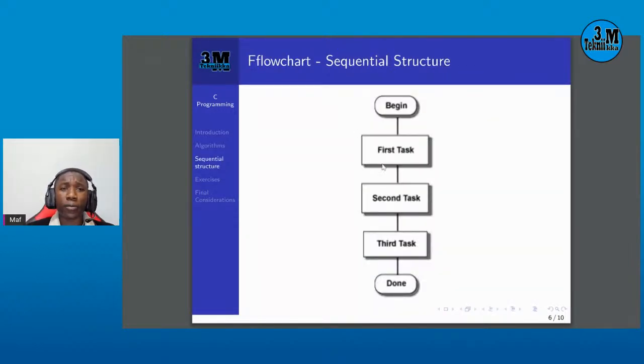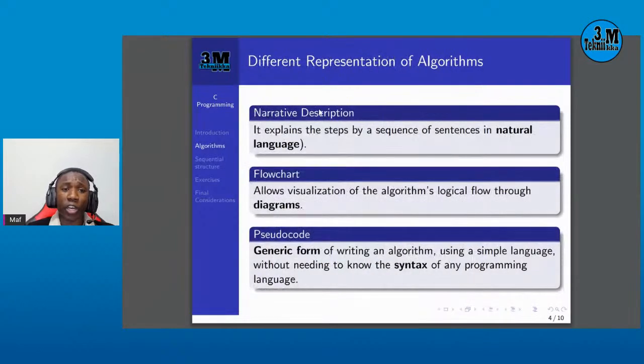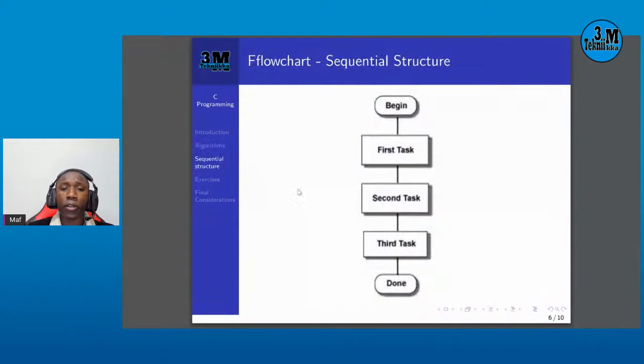This is a flow chart, one of these structures that I told you. Begin: this symbol represents the beginning, and the same represents the end. And then you have the first task, second, third, and so on. Here you'll have your problem solving.